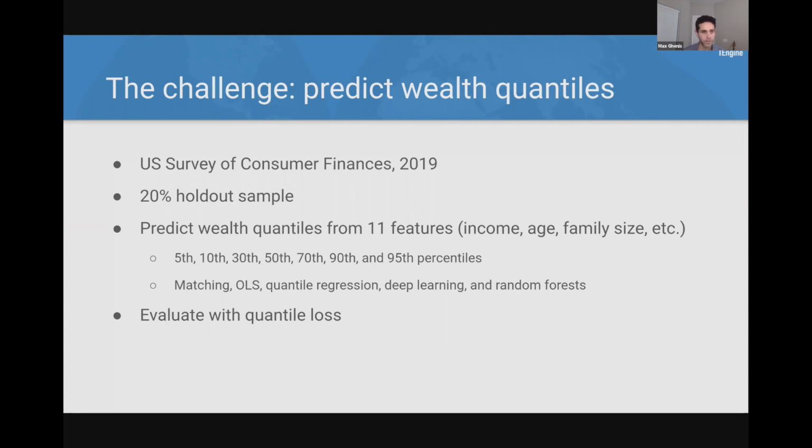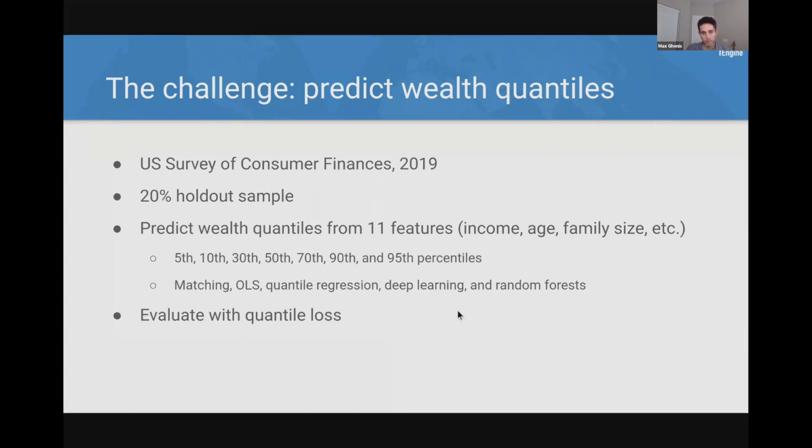So we did a pretty simple 20% holdout. We could probably get similar results from other kinds of approaches. And we tried to predict wealth quantiles based on 11 features. So these features were things like income, the age, family size, marital status, and different types of earnings as well. And we predicted a few different quantiles. So 7 different quantiles are what we're predicting. And we do that with a few different methods.